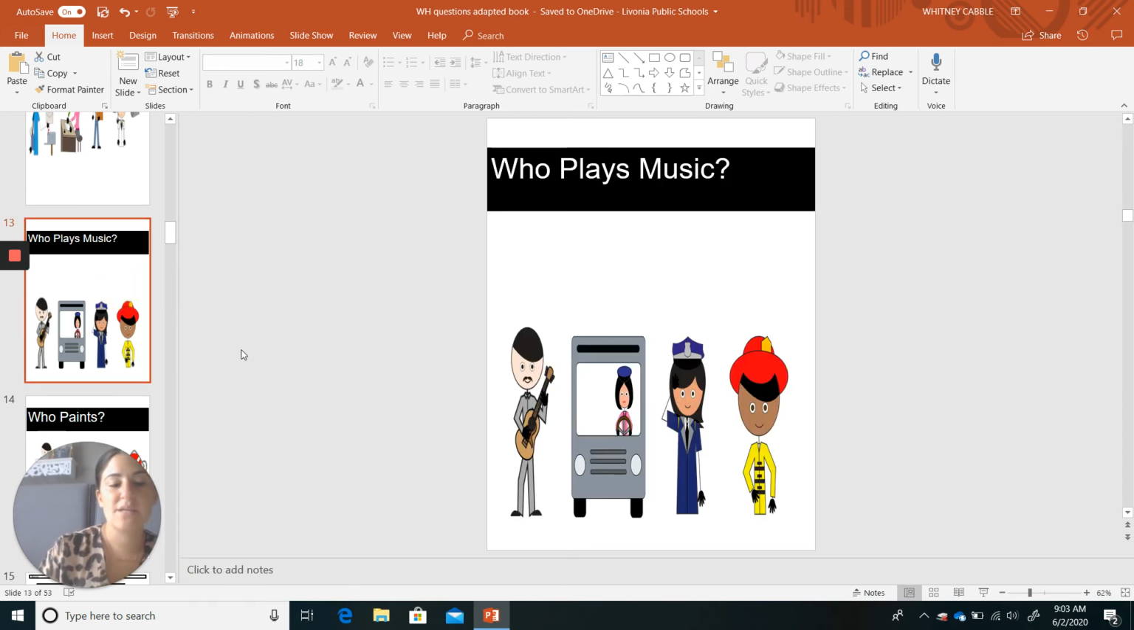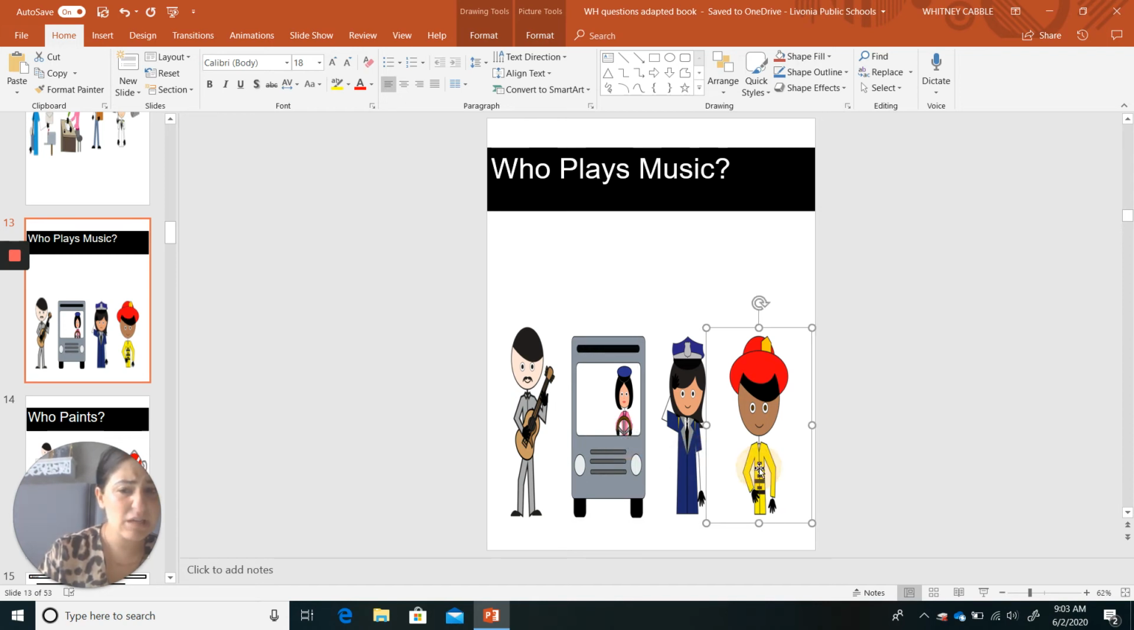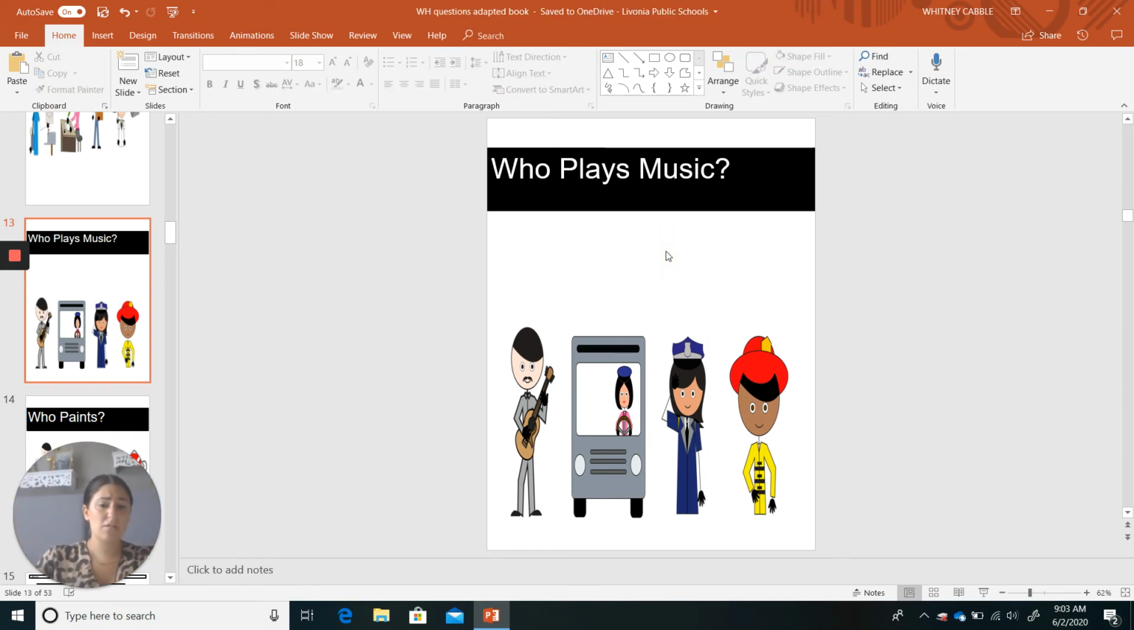Okay, who plays music? Who plays music on a musical instrument? Is it the musician? Is it the bus driver? Does a police officer play music? Does a firefighter play music? Who plays music? Point to the right person.